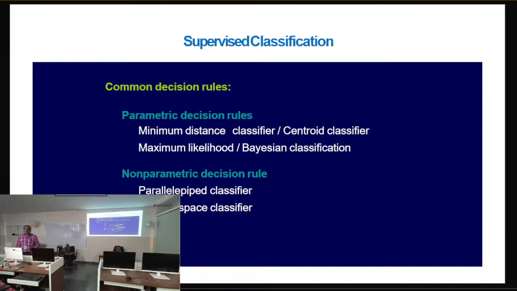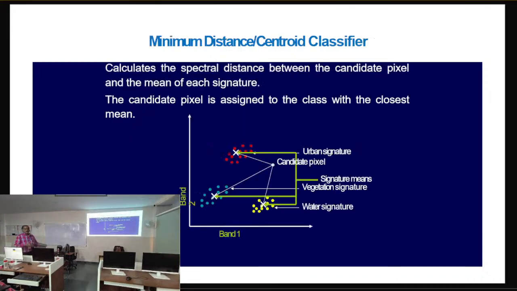So the minimum distance or centroid classifier works like this. Let us suppose I have selected various types of signatures. The spectral distance between the candidate pixel and the mean of each signature will be calculated. Let us suppose I have identified 5 signatures: land, vegetation, water, and so on. For all these signatures, the mean vector will be calculated. Once I calculate the mean vector in the feature space, they will come at some portion as a cluster. For this cluster, I calculate the mean, and the rest of the image I have to classify now. I have got only a training set of a few places. The rest of the image I now have to put into one of the classes. For that, I will use the minimum distance or centroid classifier.